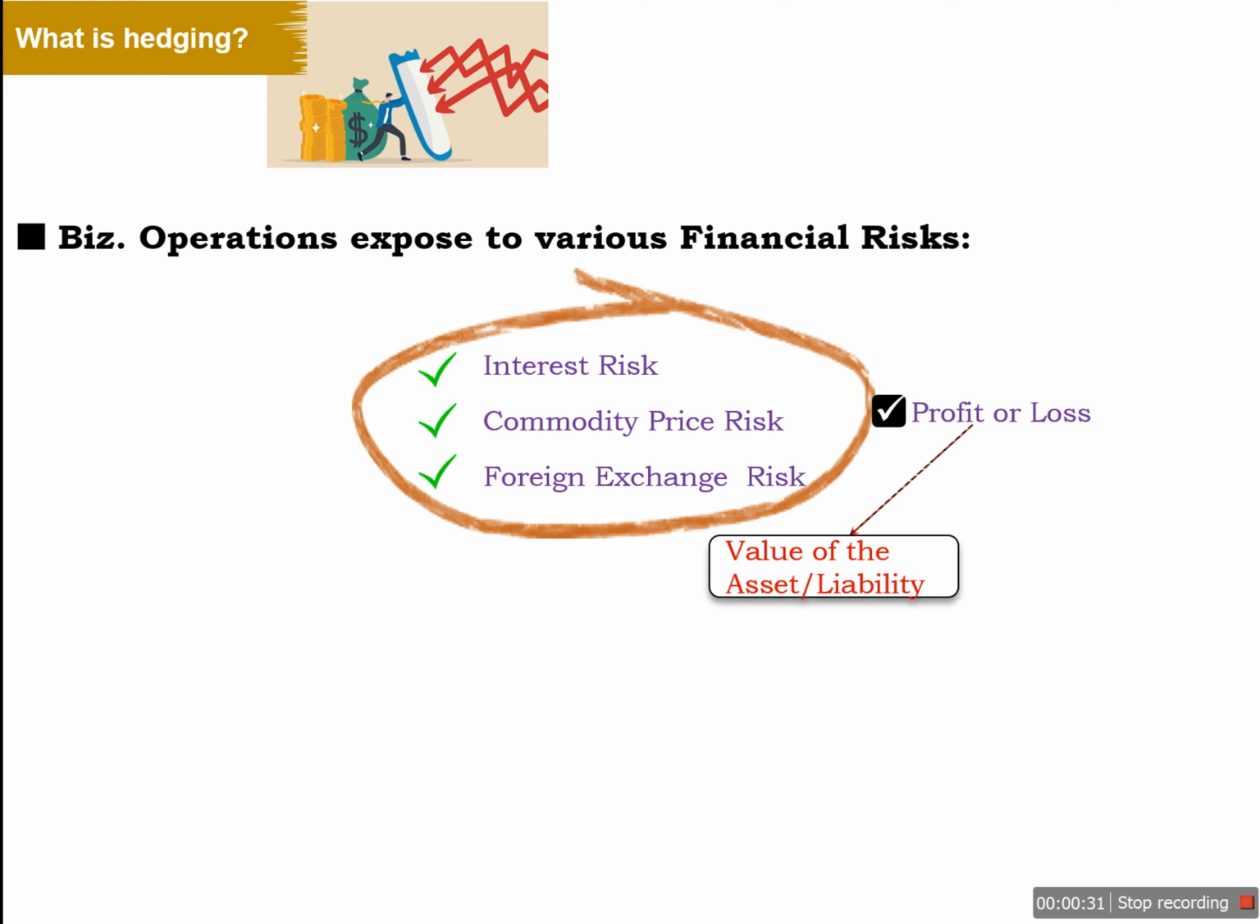Ultimately, it is because of the change in the value of the assets or liabilities, or the cash flow that may increase or decrease because of the defined risk, whether related to interest, commodity price, foreign exchange, or any other risk, that the valuation or cash flow will affect the profit and loss account of the entity.